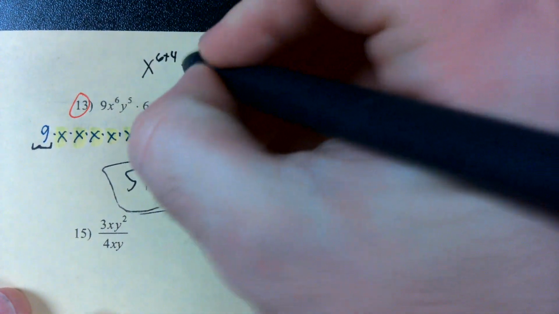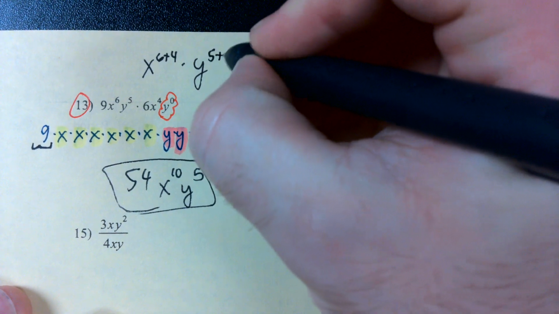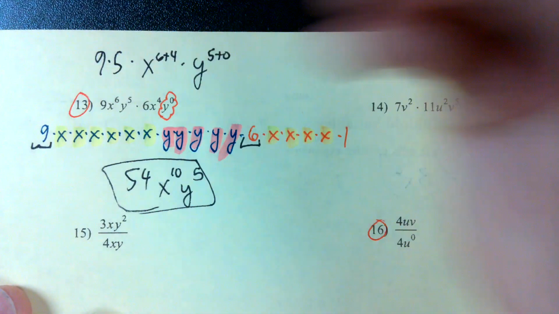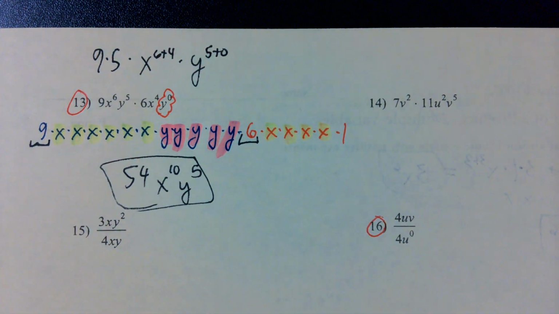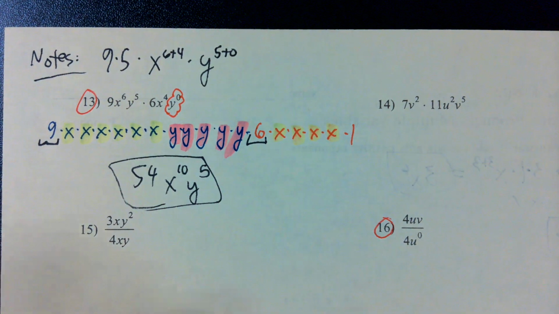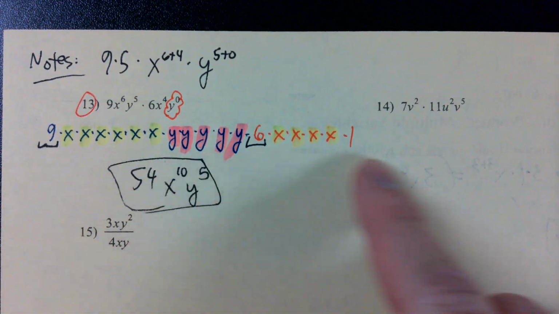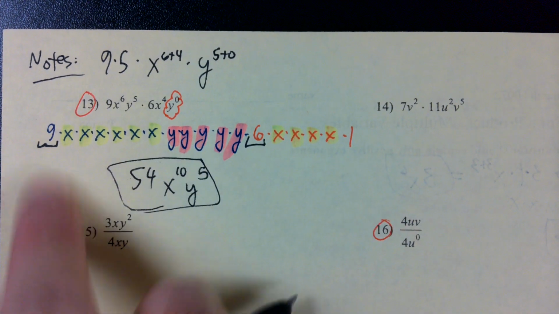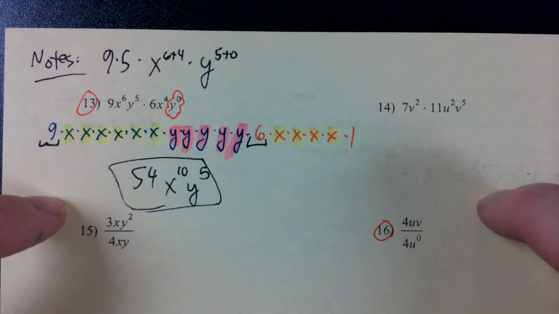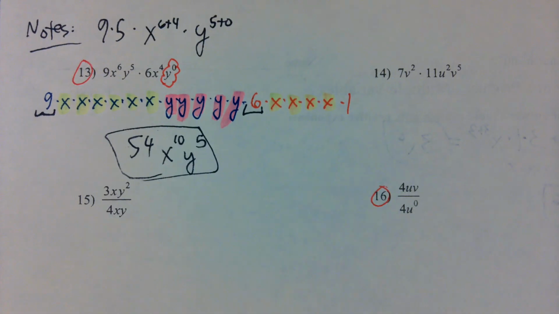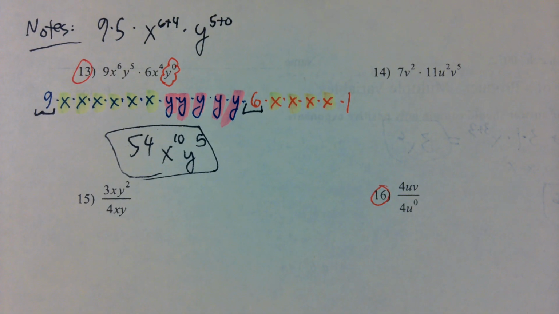But again, you could have done this x to the 6 plus 4 times y to the 5 plus 0. With that 9 times 5 in front, you would have gotten the same exact thing. 54, x to the 10th, y to the 5th. So this is like from our notes. But in 6th period, we found that this way was a lot easier for a lot of people because we're used to splitting it up once we get down to number 16. But again, it's up to you. Completely up to you.